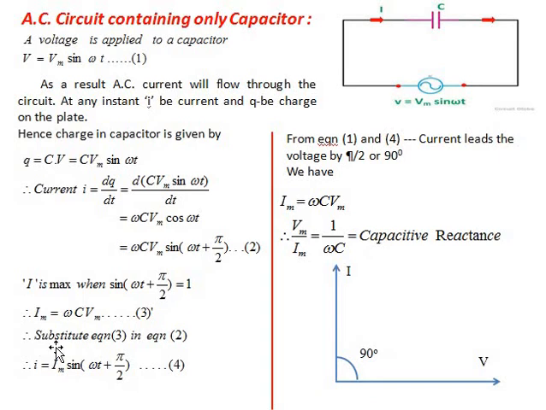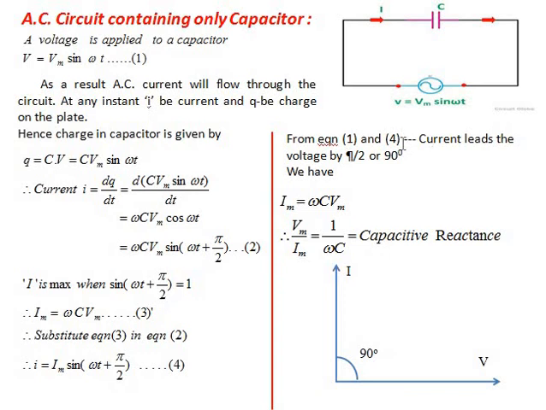Clear? So substitute equation 3 in equation 2. So we get I, where omega C Vm is equal to Im. Therefore I is equal to Im sin (omega t plus pi by 2). Call this equation number 4.